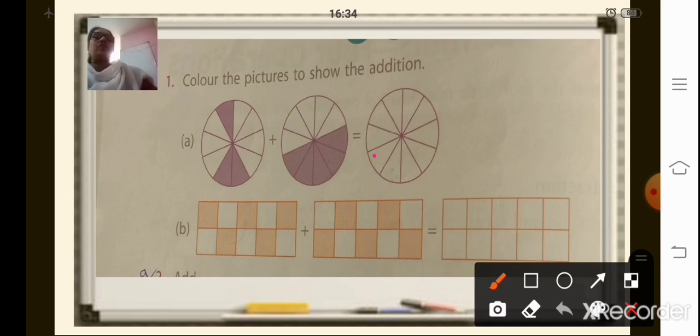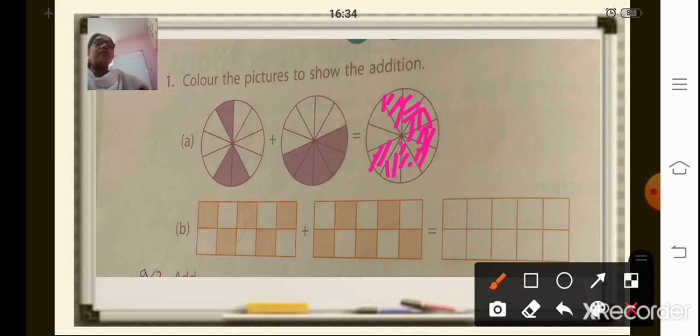So I'll just show you how to color. You can just total 8 parts you can color. 2, 3, 4, 5, 6, 7 and 8. So out of total 10 equal parts, 8 parts are colored.